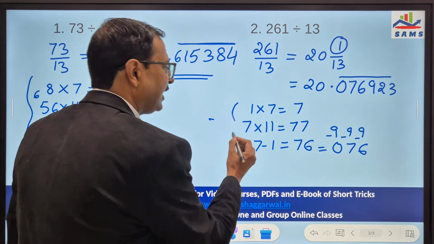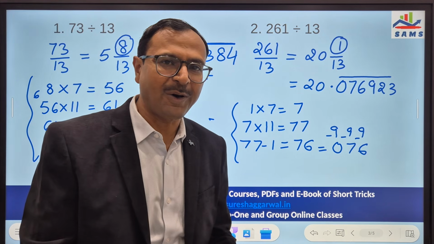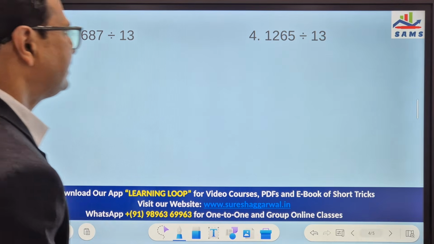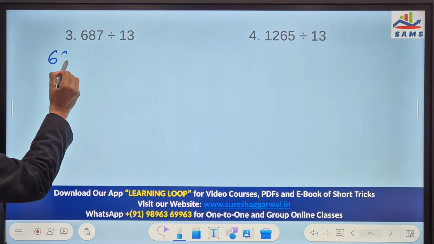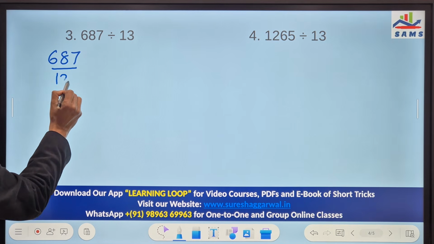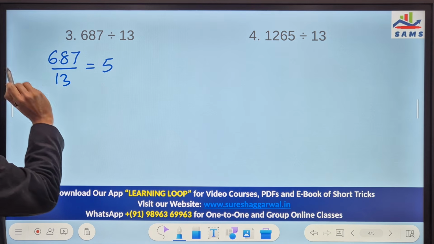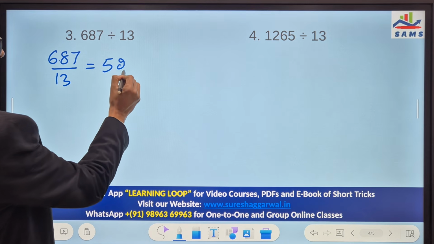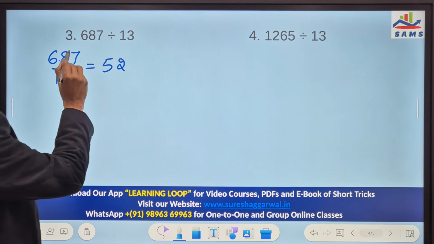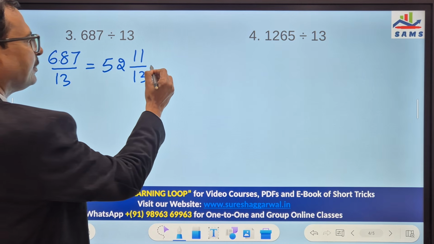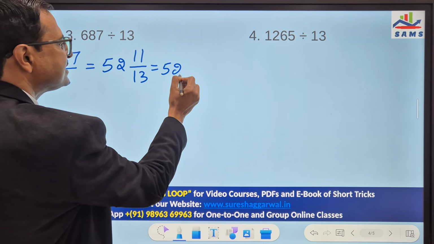I'm sure you must be feeling more happy now, more comfortable now using the method. Let's take up some bigger examples here. 687 divided by 13. So 13 5s are 65, 37, 13 2s are 26. So 37 minus 26 is 11. So 11 upon 13. So my answer will be 52 point something.